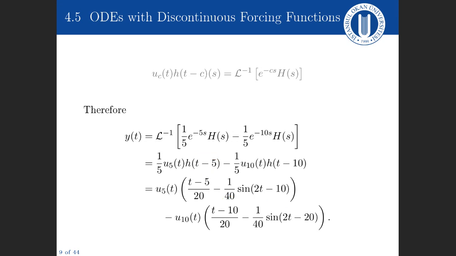And then we do the same in the second bracket. Instead of 1/5 multiplied by t over 4, we replace the t by t minus 10 now, to get t minus 10 over 20. And instead of sine 2t, we replace the t by t minus 10 to get 2t minus 20. And this is the answer to this problem.